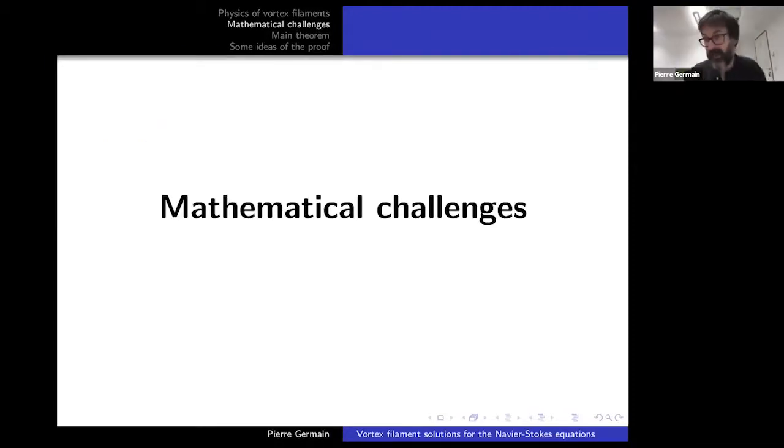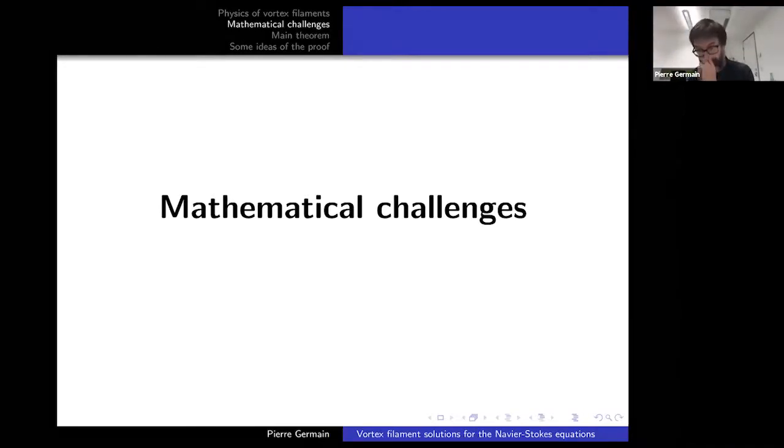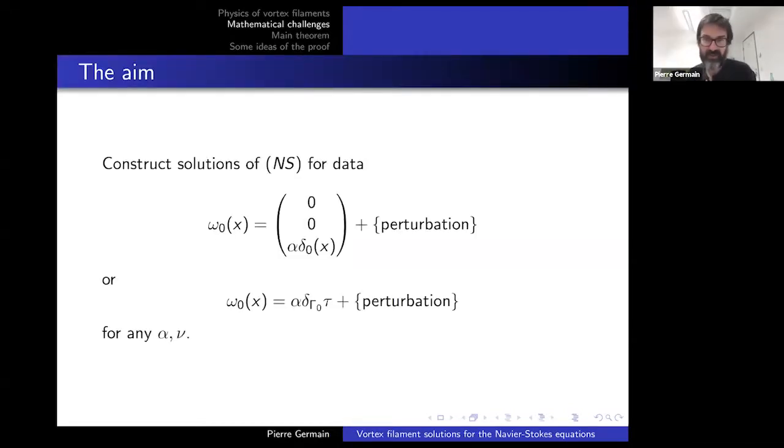Okay, so I hope this was reasonably clear. Now I would like to discuss what are the mathematical challenges associated to this situation. And I should say mathematical challenges pertaining to our aim. So what is our aim? We'd like to construct solutions of Navier-Stokes with data which are vortex filaments.